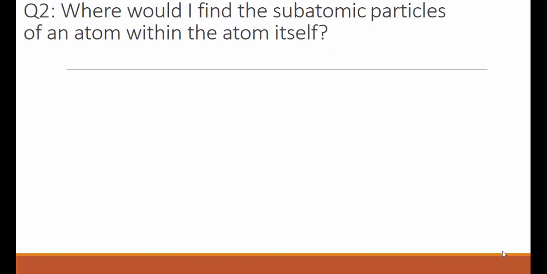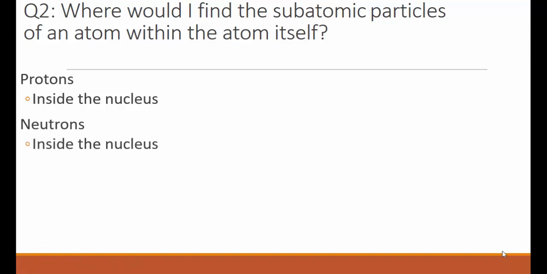So where do I find the subatomic particles of an atom within the atom itself? Where would I find the protons? Simple. That's going to be right inside the nucleus or in the center of the atom. The second subatomic particle we did were neutrons. You're also going to find those inside the nucleus.